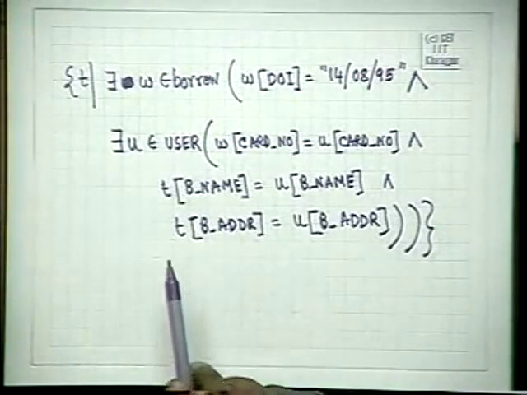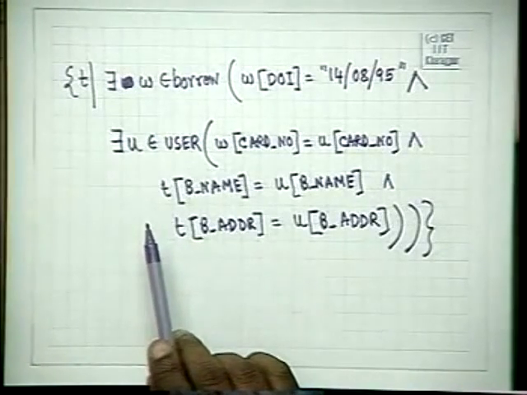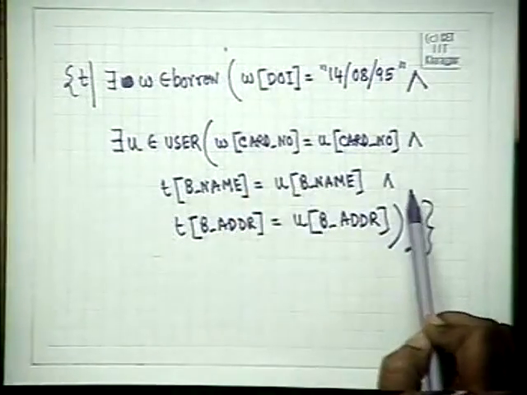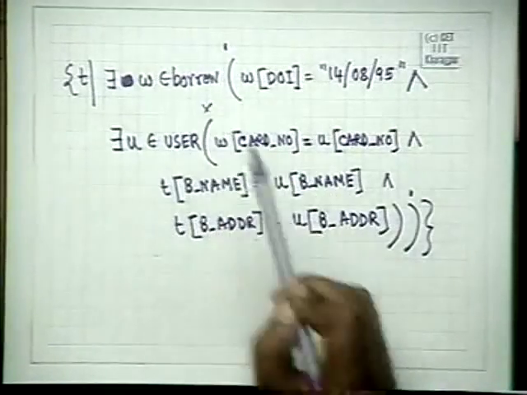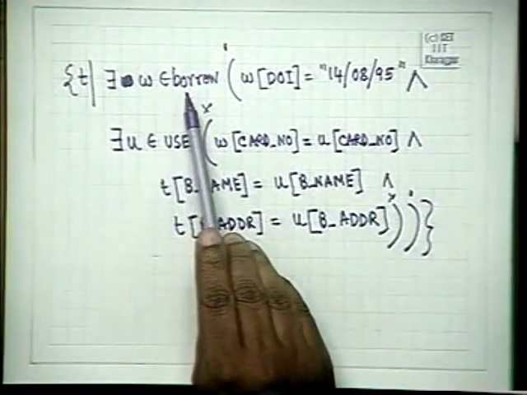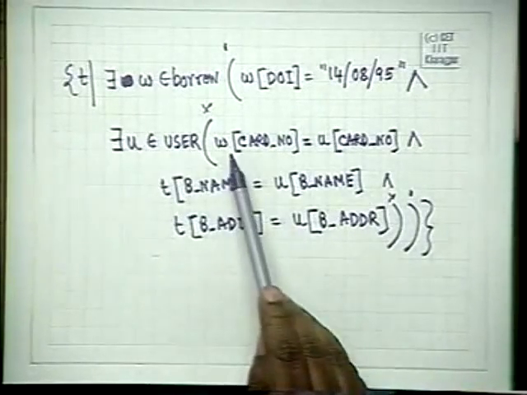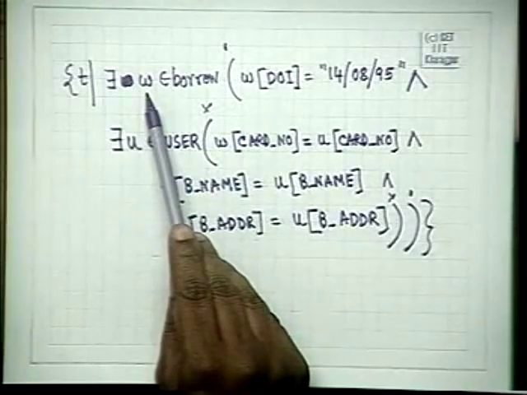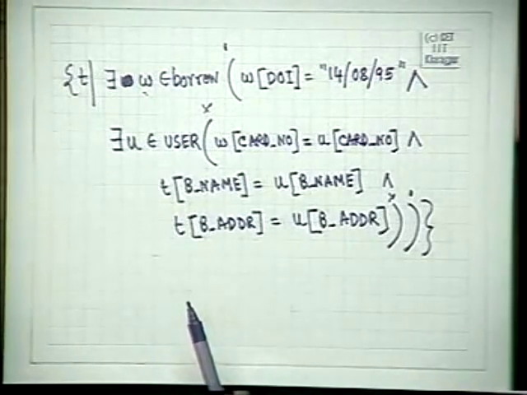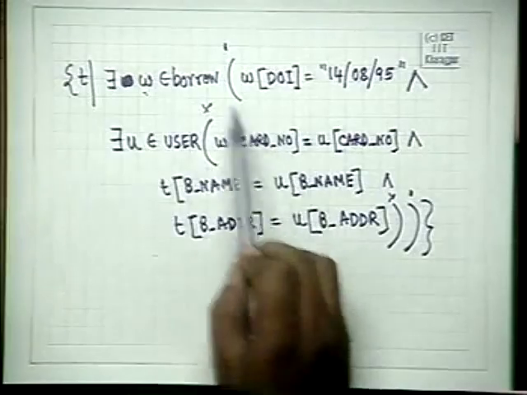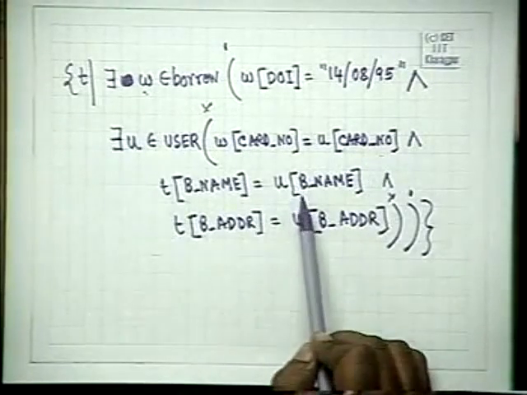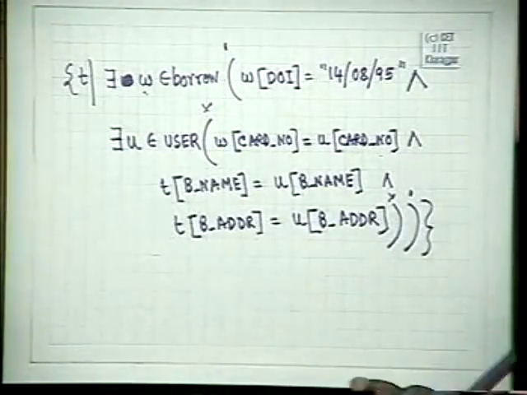Now let us pay some attention to this. This is the same as the previous query. It gives you the same result. Now this bracket corresponds to this bracket and this bracket corresponds to this bracket. Therefore, when W has been selected here, this W corresponds to the W which has already been selected. So there exists a W and then for that there must exist a U element of user such that that card number is equal to this card number. It does not matter which order you write this first, this second, it does not matter.